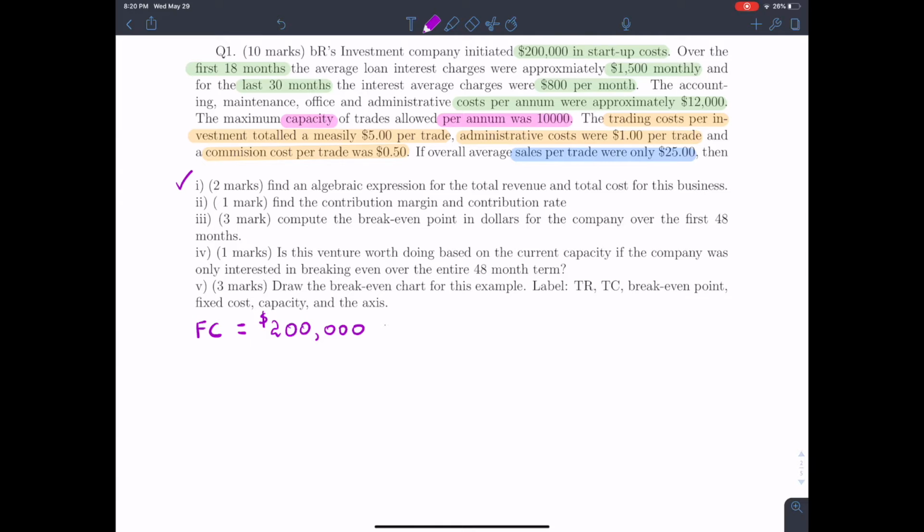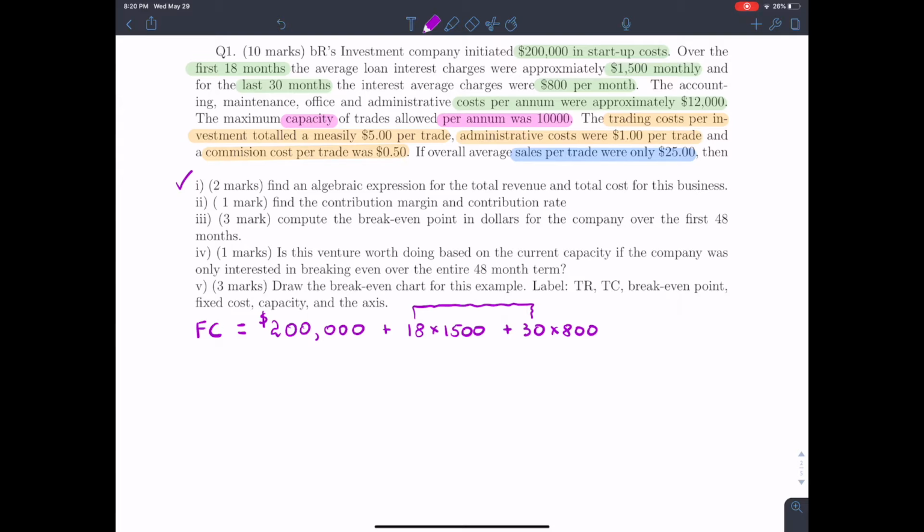Now I can see that for the first 18 months, I'm paying $1,500. And then for the following 30 months, I'm paying $800. So notice this is a 48-month span, which is 4 years that I have. So I have to be aware of that so that the time frame is the same.